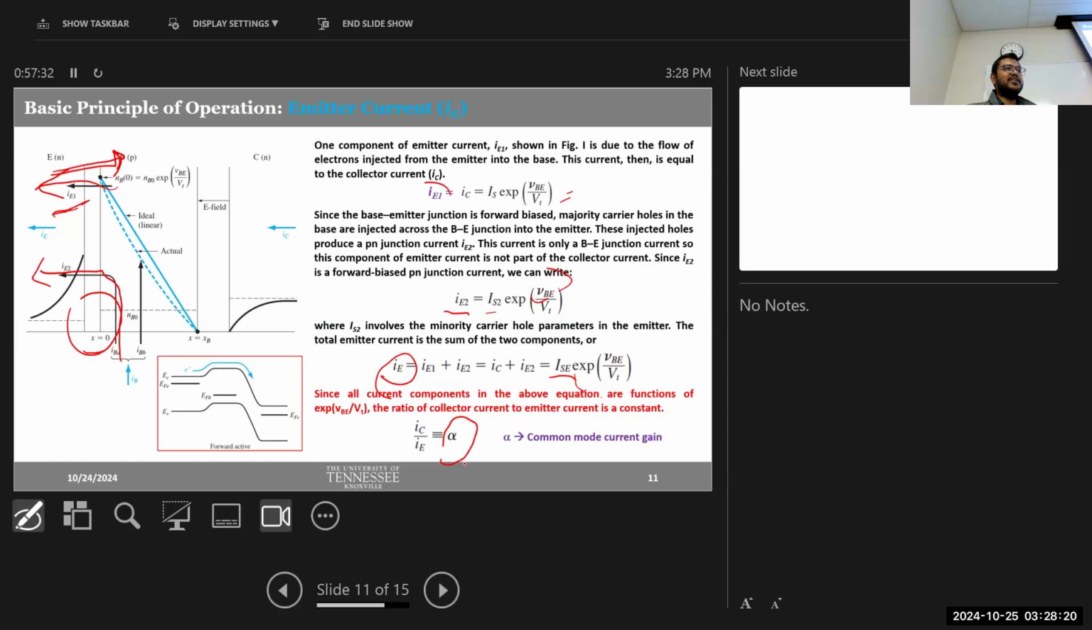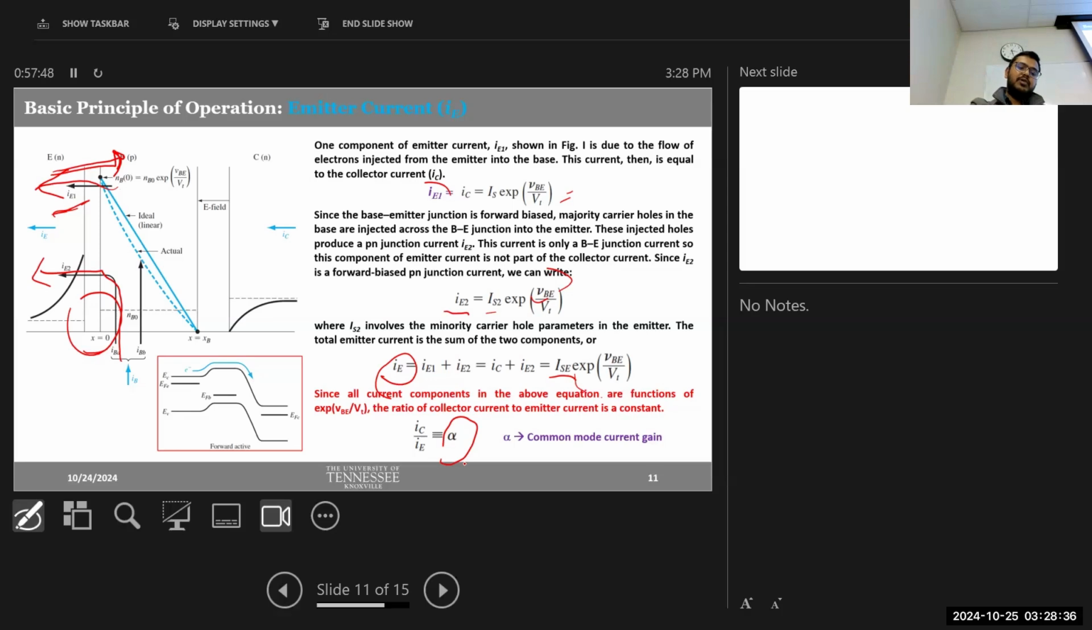This is a very important parameter, again, for circuit design. You might not care about it when you learn the device, but when you use this device to design different circuits like amplifiers, BJT is heavily used in amplifier design. So when you design those amplifier circuits, this alpha parameter will be extremely crucial.